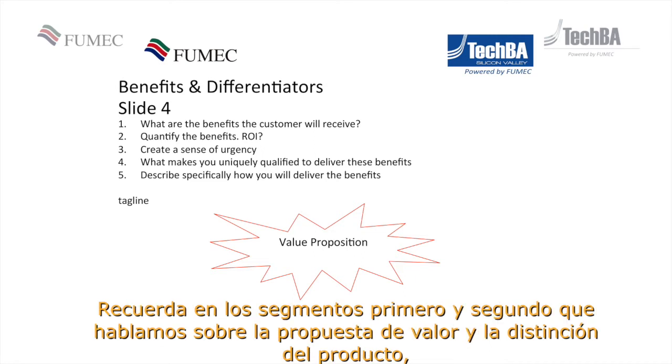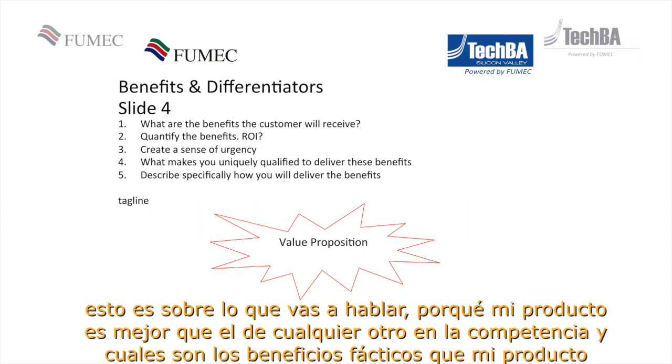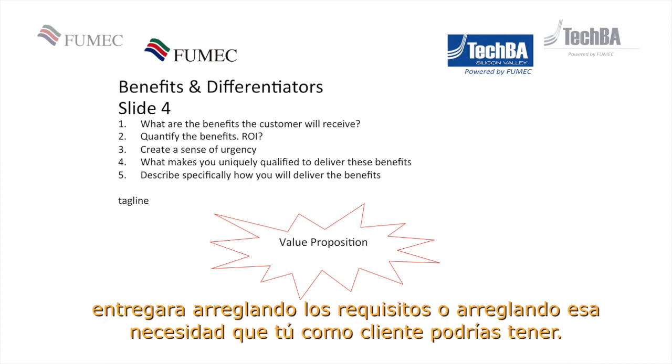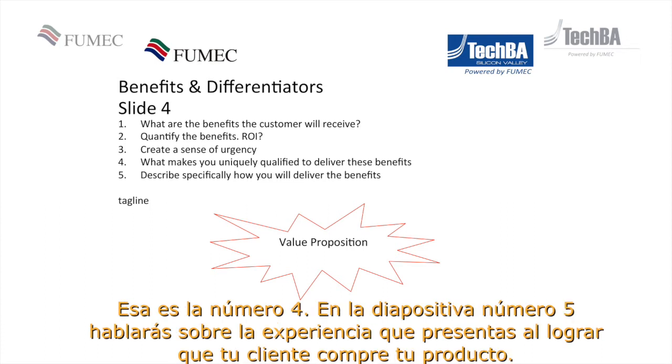Remember, in the first and second segments we talked about the value proposition and product differentiation. This is where you're going to talk about why my product is better than anybody else in the competition, and what the actual benefits are that my product is going to deliver in fixing that requirement or that need that you as a customer may have. And that's slide number 4.